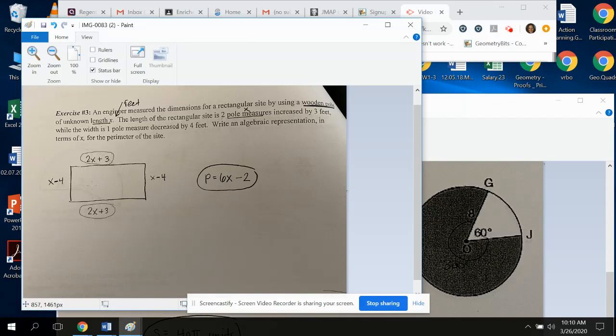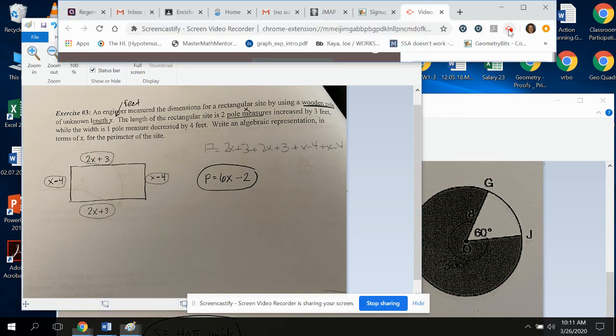Opposite sides equal. The width is 1 pole measure, so 1x, decreased by 4, so minus 4. So those are the same. All they want you to do is write an algebraic representation for the perimeter. So again, the perimeter, I'm just combining like terms. So if you want, and it's going to be kind of messy here, if you want to write all this out, that you're adding every single piece here, that'd be helpful. But in terms of like terms, I have 6 x's, so I combine those for 6x, and then the value of the numbers ends up being -2. Let me know if you have any questions.